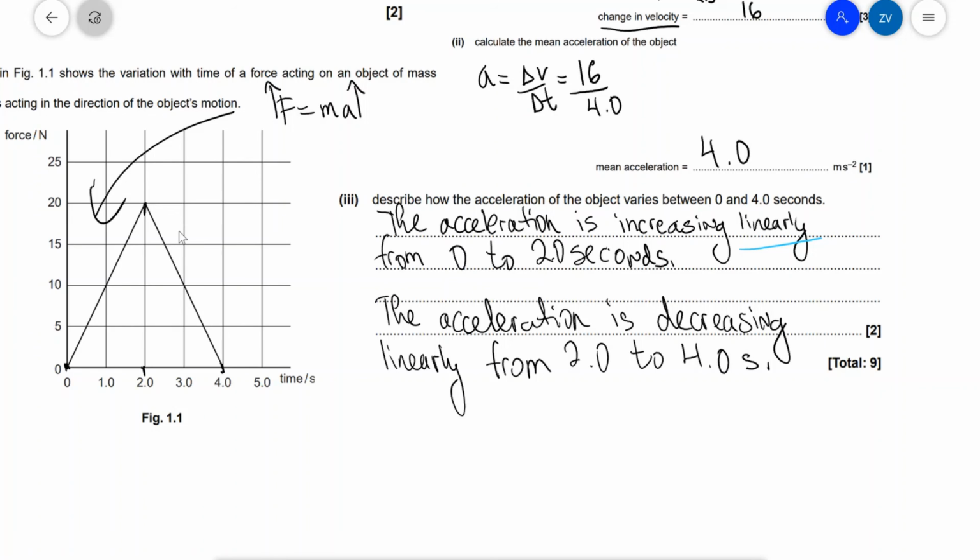If we can tell in our answer what the rate of change of acceleration is, we should do. In this case, we can see that the force increases at a constant rate, i.e. linearly. Similarly, from 2 to 4 seconds, the acceleration is decreasing linearly.